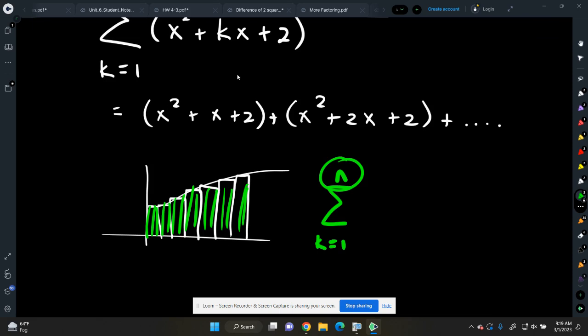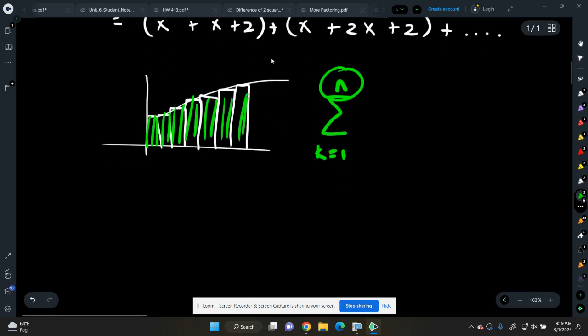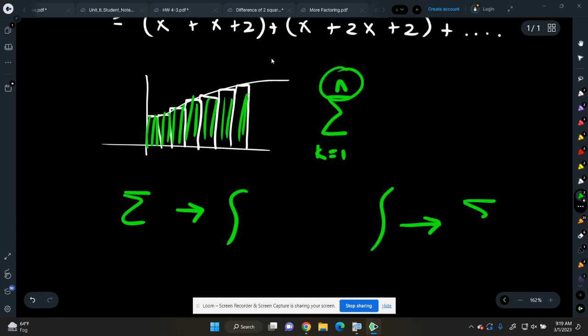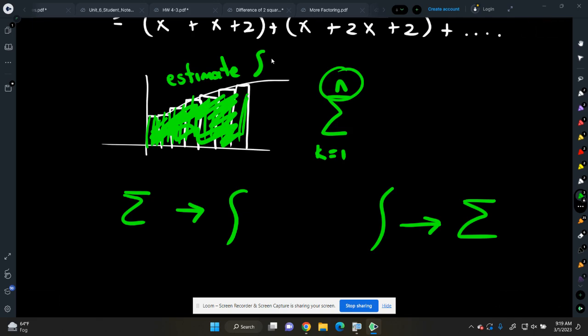Okay, so what we're going to do today is we're going to kind of take a little sidestep and just look at those summations for a little bit, mainly going from summation to integral notation and going from integral notation to the summation notation. Remember, the Riemann sum is estimating the integral, and the integral stands for the area under the curve, okay?